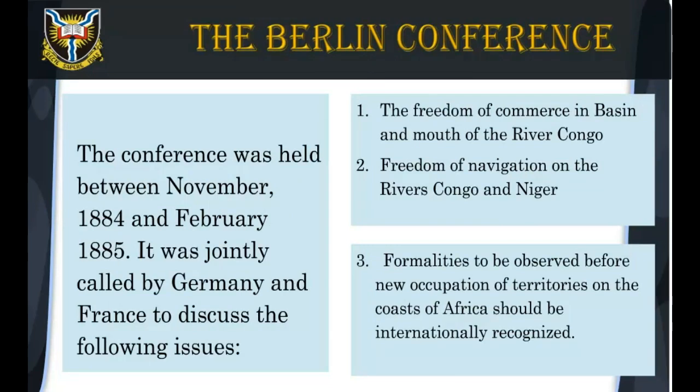The Berlin Conference. The conference was held between November 1884 and February 1885. It was jointly called by Germany and France to discuss the following issues. 1. The freedom of commerce in the basin and mouth of the River Congo. 2. Freedom of navigation on the rivers Congo and Niger. 3. Formalities to be observed before new occupation of territories on the coast of Africa should be internationally recognized.